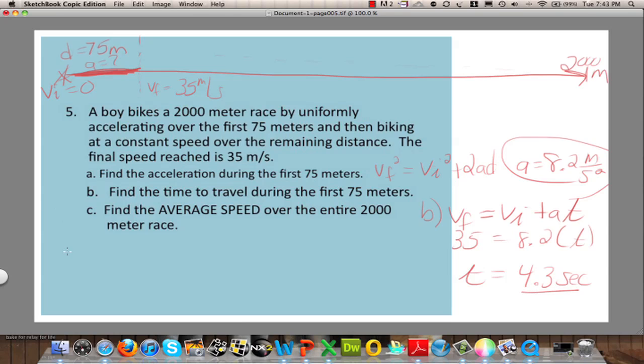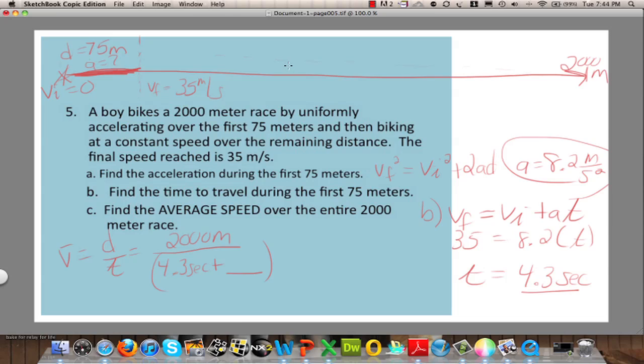Find the average speed over the entire 2,000 meter race. And this can be a challenge. You might say, well, average speed's pretty easy. It's total distance over total time. And you're right. 2,000 meters is the total distance, but it's the time that we have to figure out. We know 4.3 seconds is the time just for that 75 meter part. But we also have to figure out the time for the rest of the distance. Let's get that. I'll do it up here for ease.